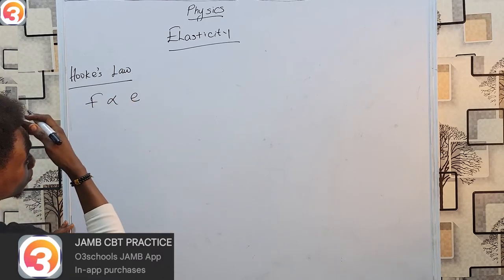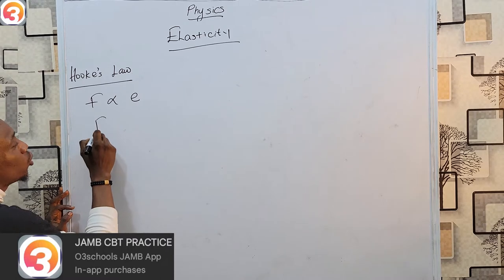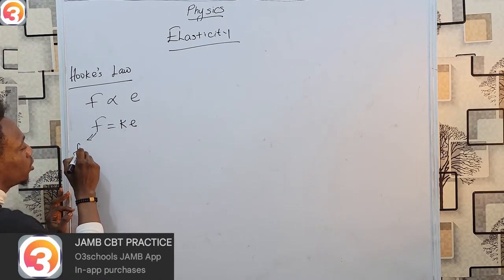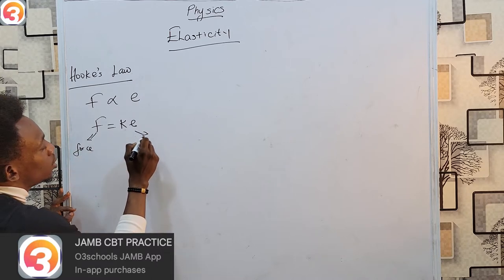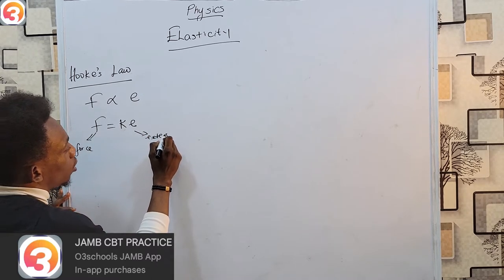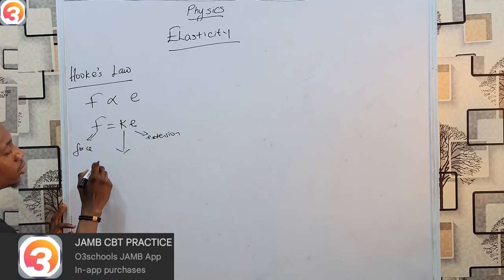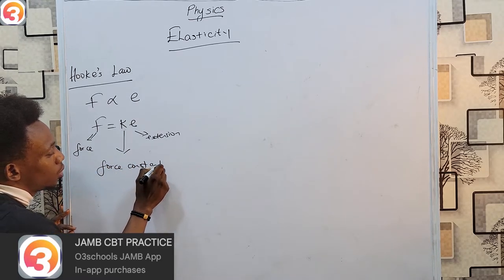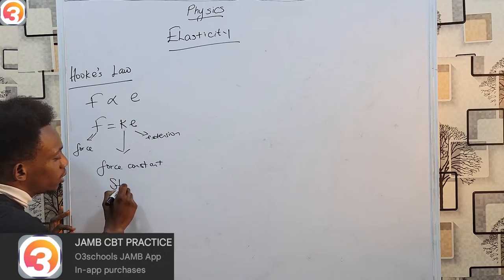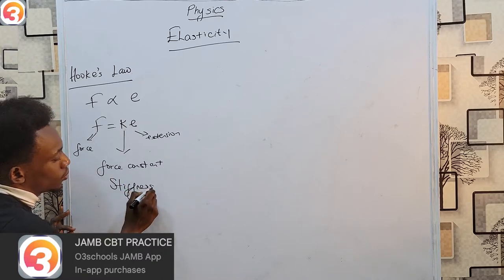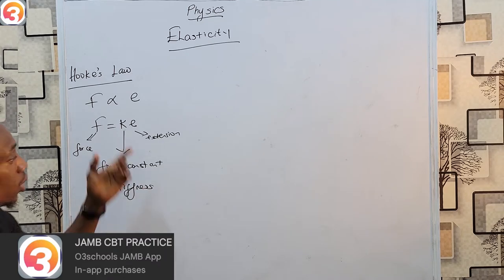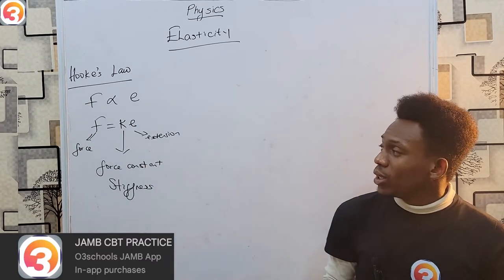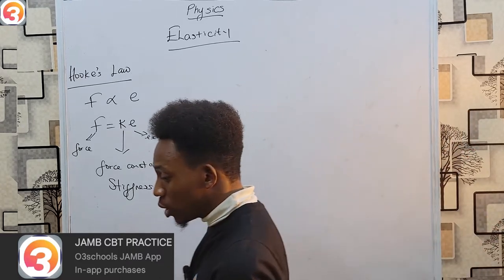But within the range of Hooke's law, under the elastic limit, the force is proportional to the extension. As a result, introducing your constant, F equals Ke. F is your force, e is your extension, and k is your constant, which is known simply as the force constant, or may also be called stiffness. That is Hooke's law. e is the extension, the change in length.